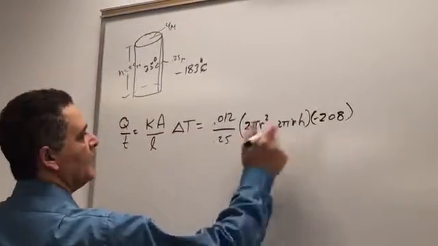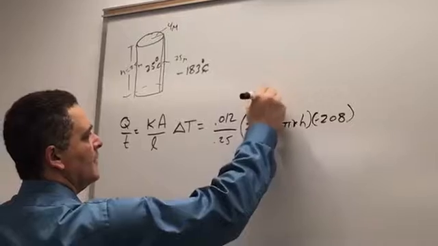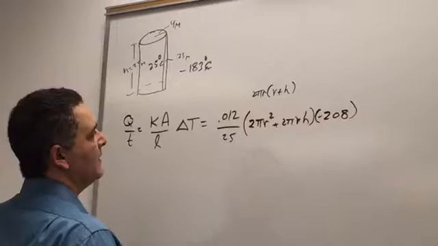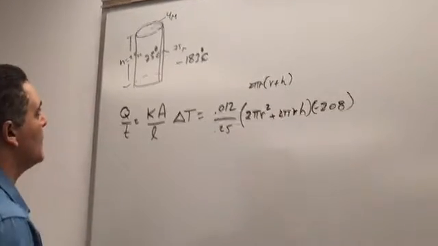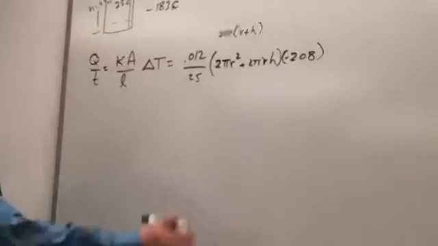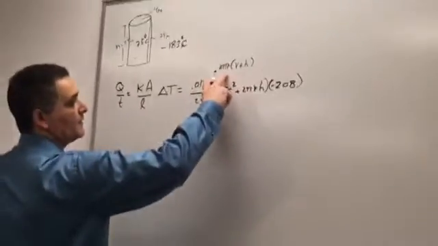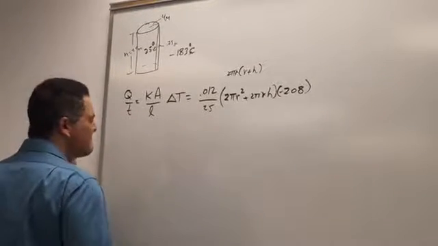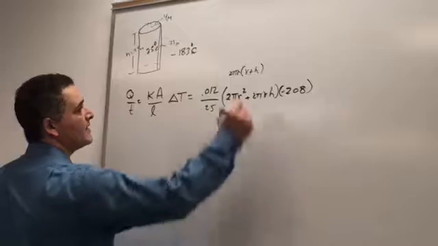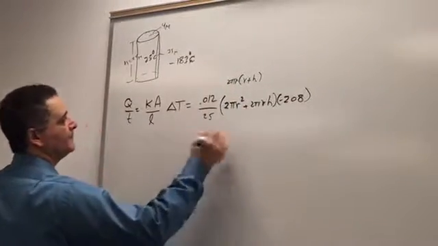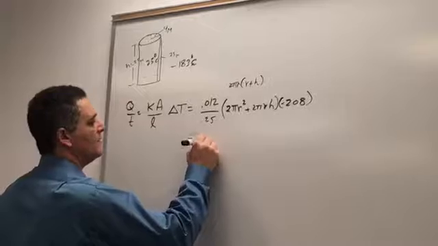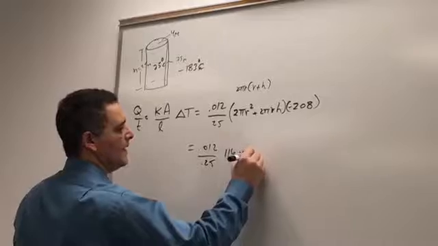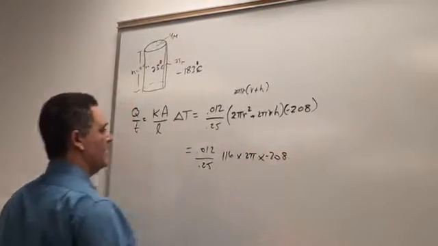So if I look at this, I've got 2 pi r times r plus h, so 29 times 4, which is 116 times 2 pi. So this becomes 0.012 times 125 times 116 times 2 pi times 208, whatever this number is.